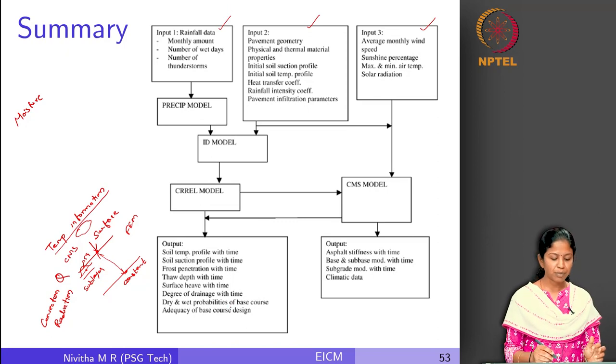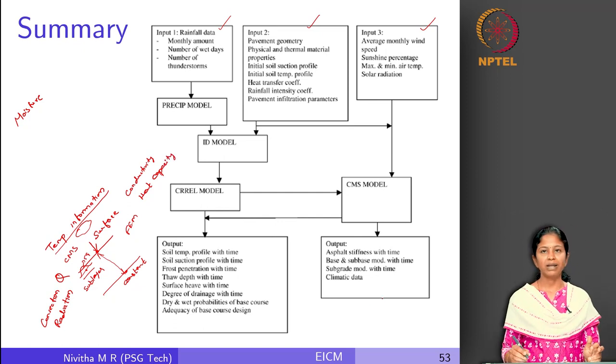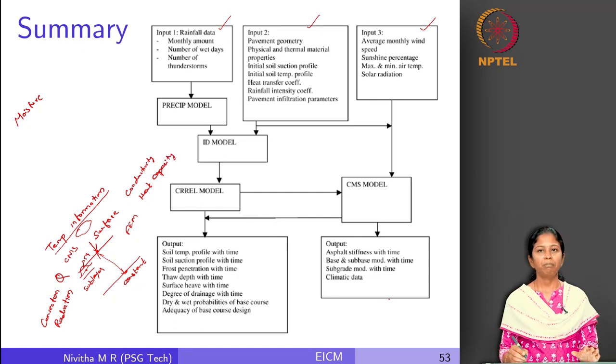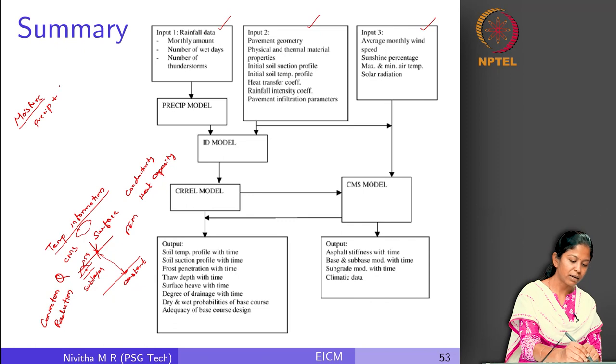This temperature information depends on the conductivity and heat capacity of the soil as well. So this is with regard to pavement temperature. Similarly, if you look into the moisture effects, we have precipitation and infiltration drainage model, which will help us to calculate. Let's ignore the bituminous layers here.